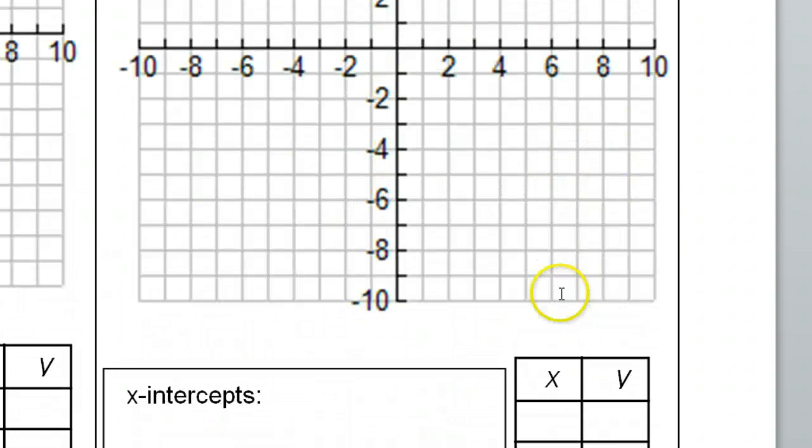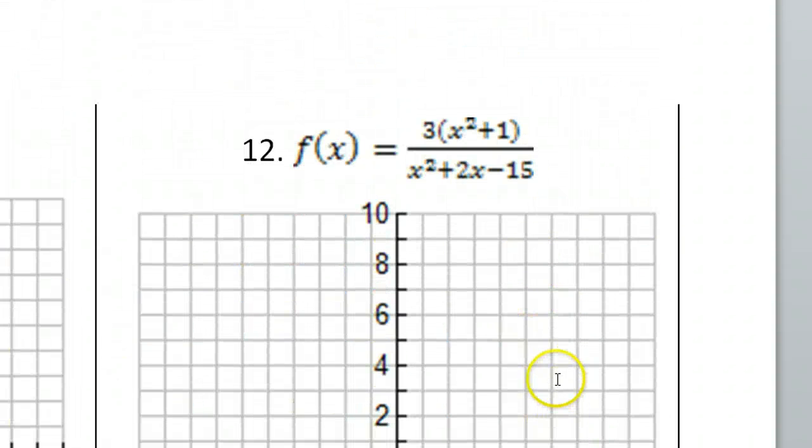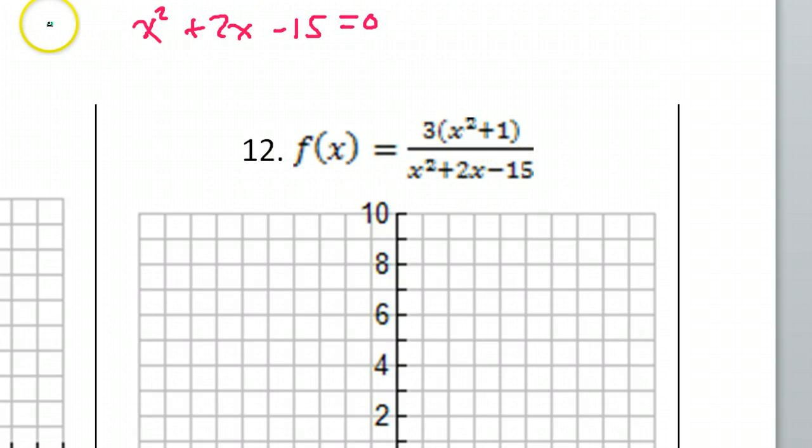Let's start with the asymptotes. First of all, the vertical asymptotes. How do I find vertical asymptotes? I set the denominator equal to 0 and I solve. So that means I'm doing x squared plus 2x minus 15 equals 0. All right, we're finding vertical asymptotes right now. That's how we do it. I'll label what we're doing.